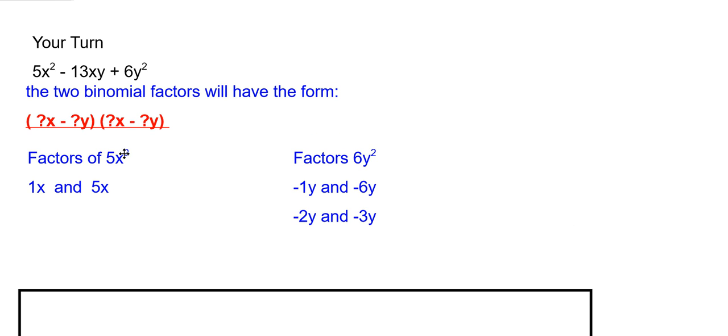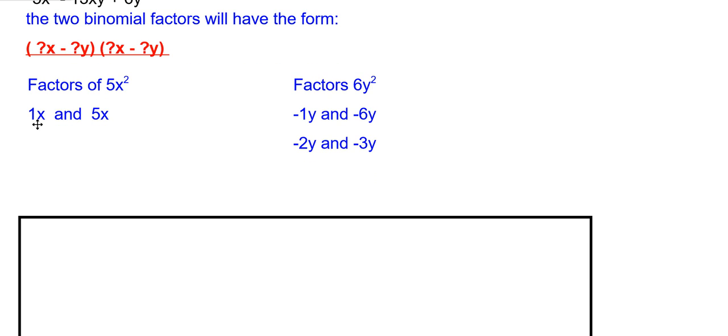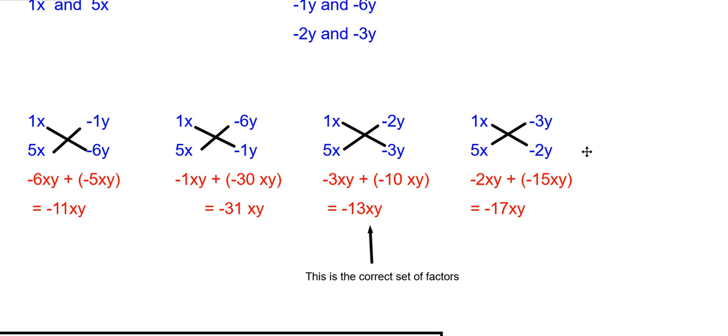I went through and found the factors of 5x squared, so 1x and 5x, and the factors of 6y squared, which is negative 1y, negative 6y, negative 2y, and negative 3y. Once again, these are negative because I have negative signs in both of my brackets. I'm going to set up my little squares here. I'm going to cross multiply, and then I'm going to find the one that works the best. So remember, your x's never change.